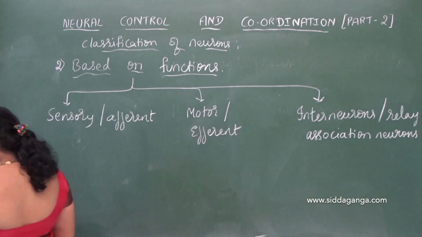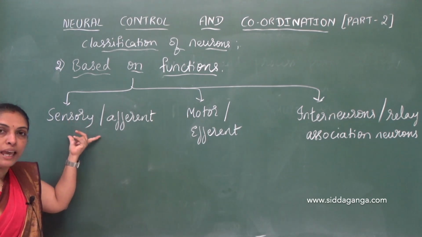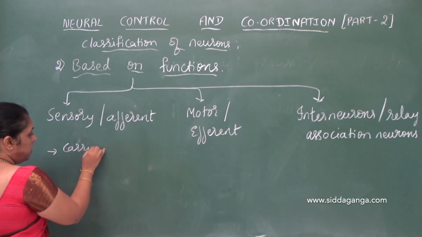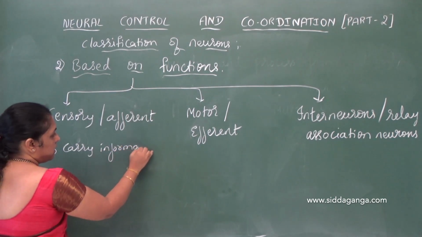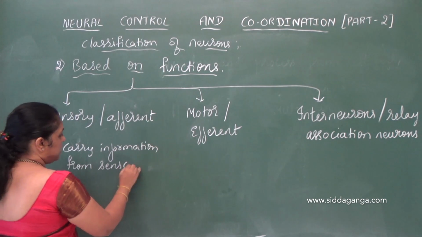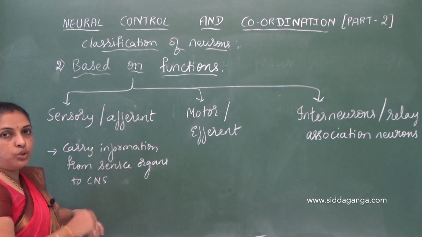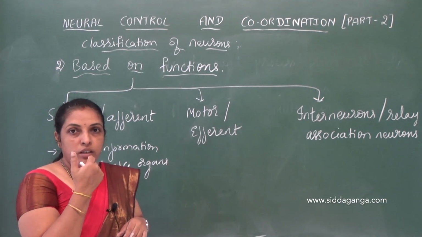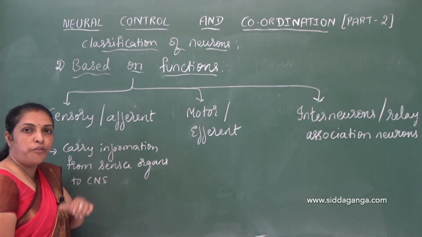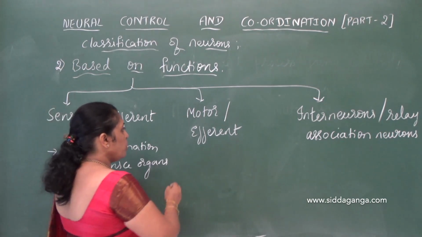So sensory means these neurons carry information from sense organs to the central nervous system. For example, they carry information from tongue to the brain, from eye to brain, from ear to brain. They all come under sensory or afferent neurons. That means they carry information from sense organs to the central nervous system, towards the brain.